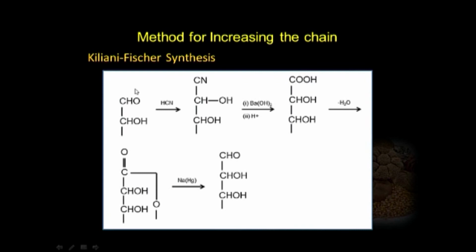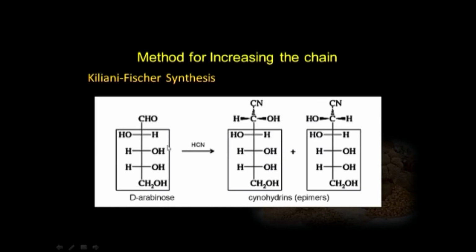So, we started with this aldose, now we have obtained this aldose with one more carbon. So, this is increasing the chain length. We have increased the chain by one carbon. This synthesis is known as Killiani-Fischer synthesis, but the only thing is that we will not get a pure aldose, we will get a mixture of epimers. Means whatsoever aldose we start with, because this new asymmetric carbon atom has been formed here, we will have a mixture of both the epimers in this case.